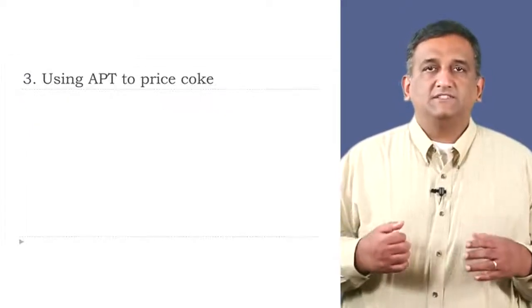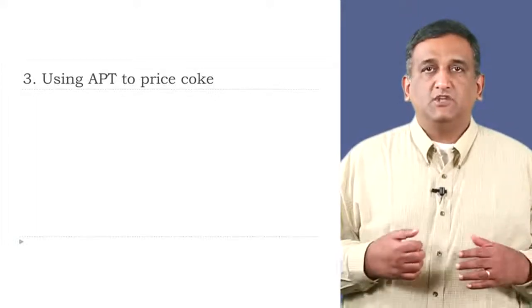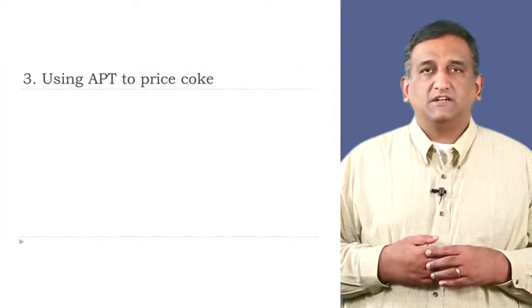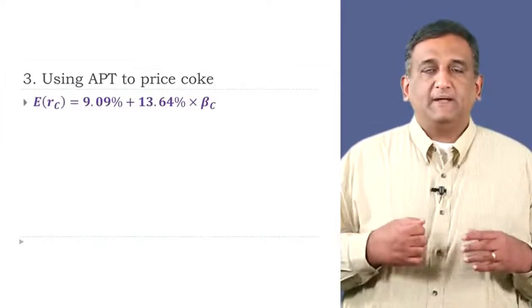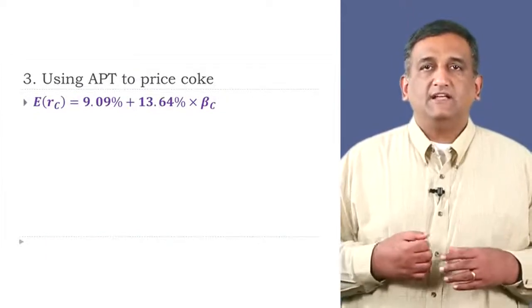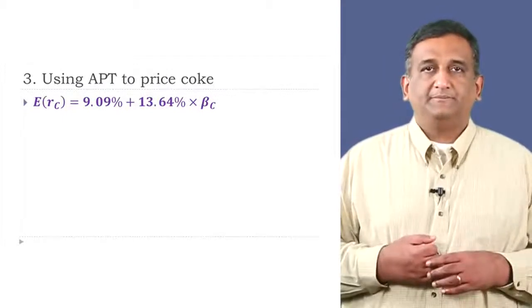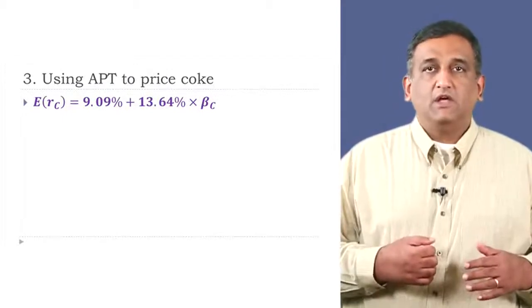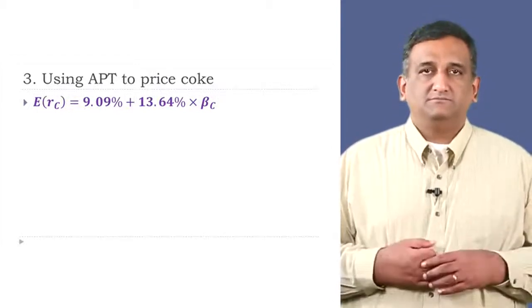Now for the third step. The APT must hold for all risky assets provided the no arbitrage condition holds. For Coke, the APT is: the expected return of Coke equals 9.09% plus 13.64% times Coke's beta. This is one equation with two unknowns. How do we go about solving this problem?